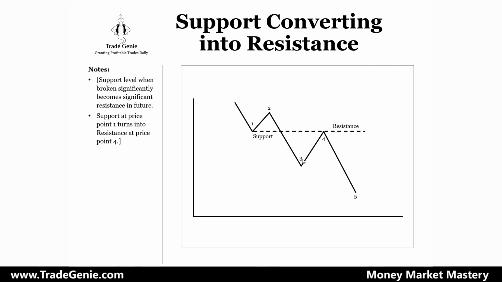So knowing that this support could be a big resistance, I would be exiting. If I'm going long here, I'll be exiting either at price point 4 or before price point 4, and looking for a new sell signal right here. Knowing that this was the support and it's now a resistance, I would be looking for a brand new sell signal.